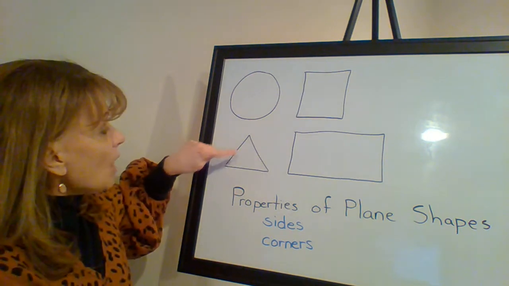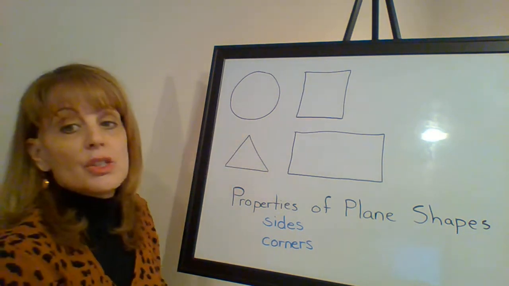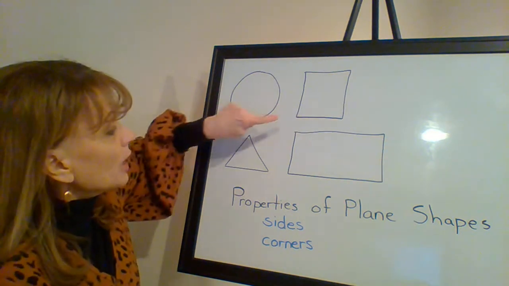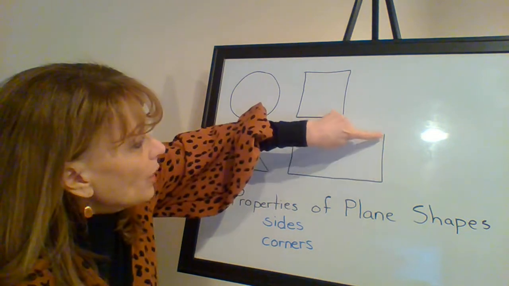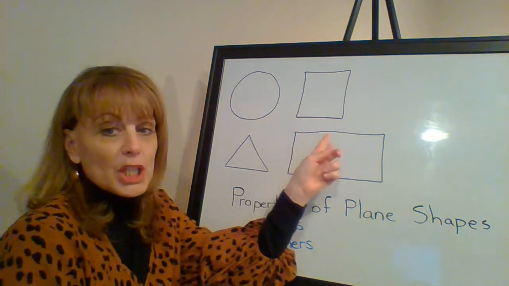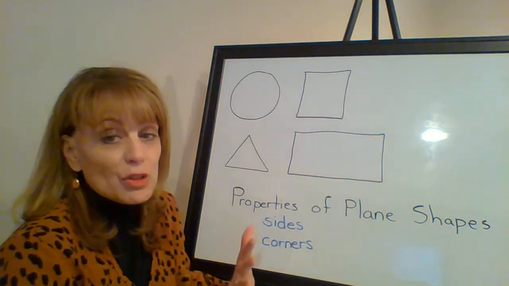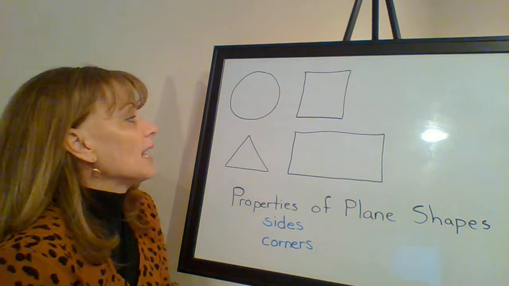When you look at a triangle, it has 1, 2, 3 straight sides. When you look at a rectangle, it has 1, 2, 3, 4 straight sides. Mrs. Bedard's has a little wobble in it. I didn't draw a very straight line, but most of them will be a straight line.